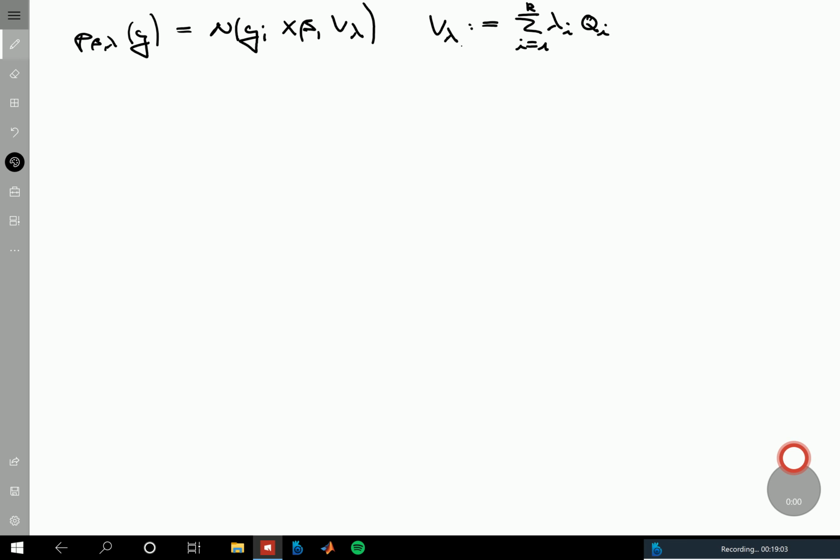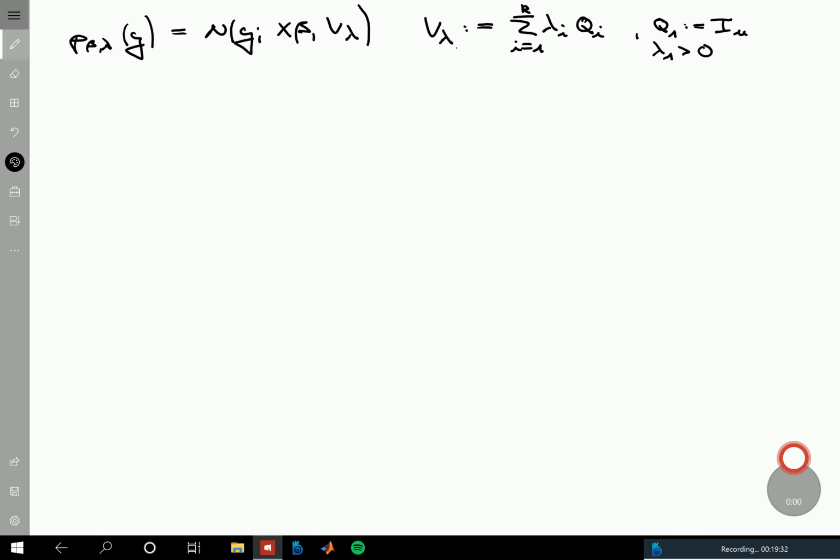And now if K is larger than 1, we should still specify that Q1 is always the identity. If we have K being 2, then we have one more parameter to estimate. And lambda 1 also always needs to be larger than 0. So that's the only additional complexity we put into this covariance component estimation business. It's not really getting that much more complicated.